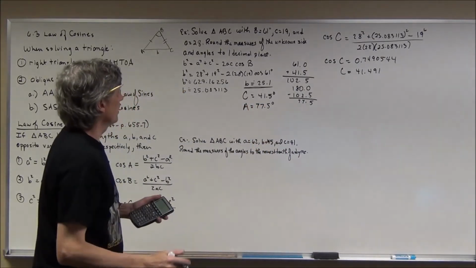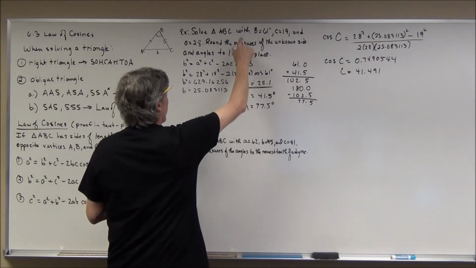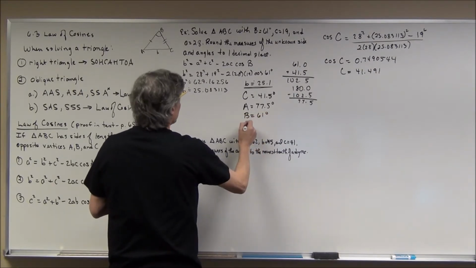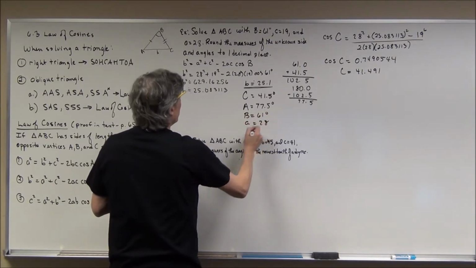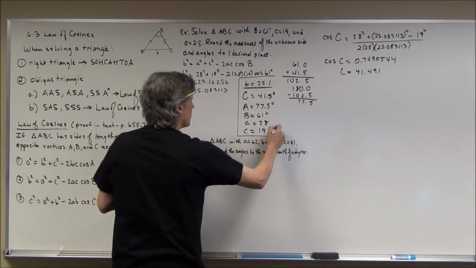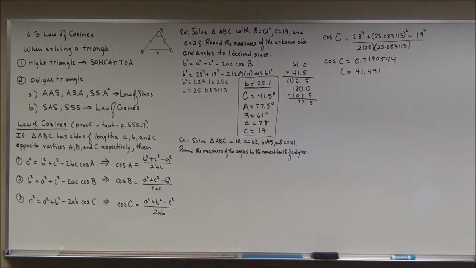So I have solved my triangle. I know it only lists these three measurements here, but I have the given three. Remember, angle B was 61 degrees, A was 28, and C was 19. And so now I have solved my triangle using the law of cosines, actually using the law of cosines twice.